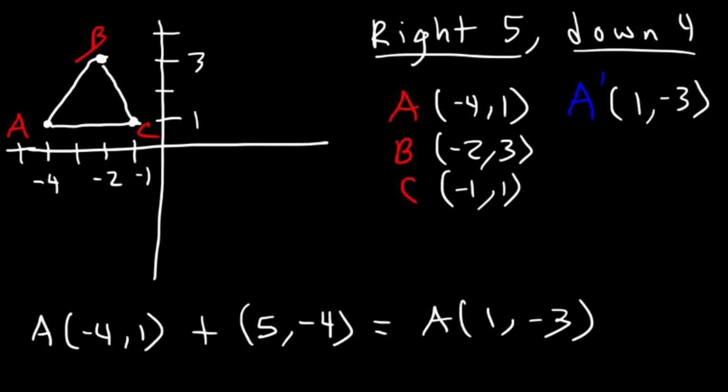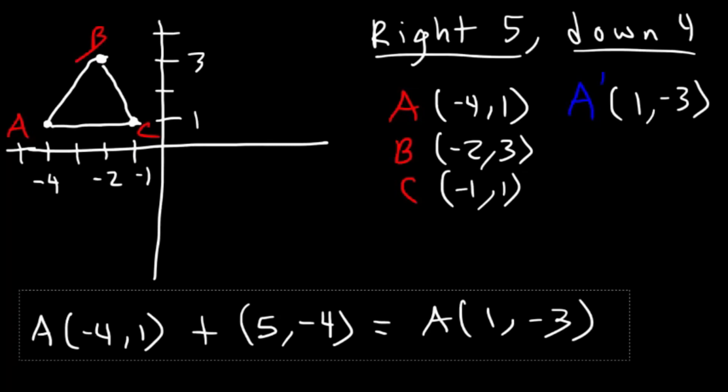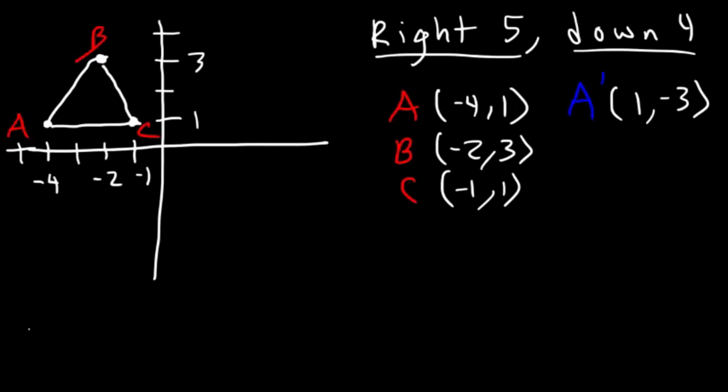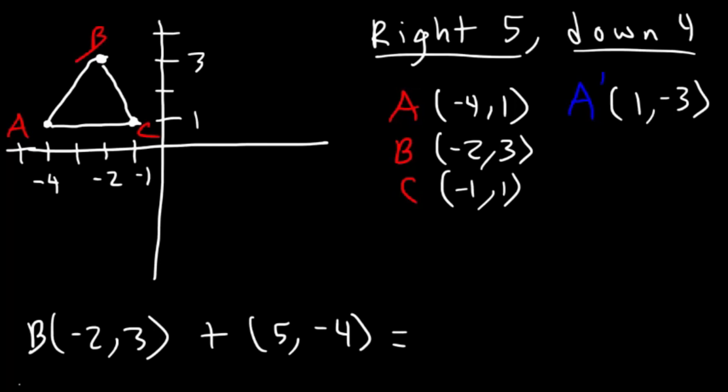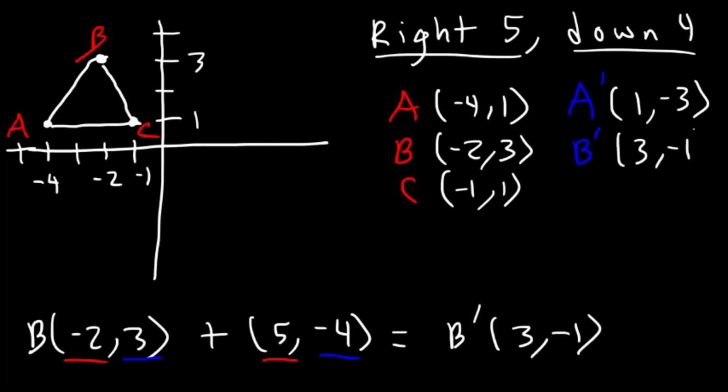Now let's do the same for B. B is at -2, 3. And then we're going to add 5 to the x coordinate and subtract 4 from the y coordinate. -2 plus 5 is 3. And 3 minus 4 is -1. So these are the new coordinates for B. It's 3, -1.